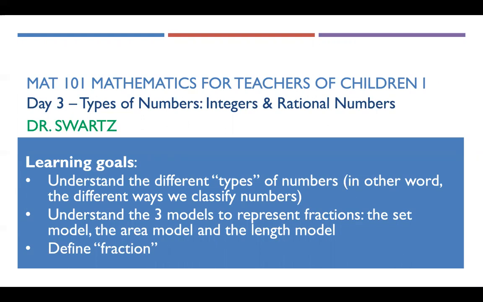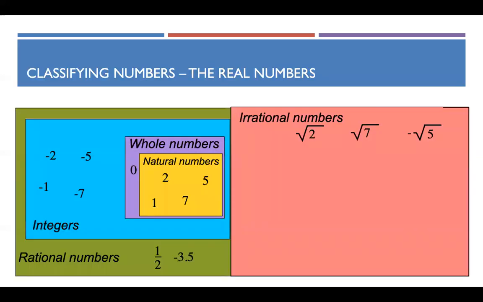And so we want to talk about these different types of numbers, integers and rational numbers. And we're going to talk about the three models to represent fractions, and we're going to then define fractions. And if you're wondering, well, what do you mean? We just said rational numbers, but now you're saying fractions. Yes, that's where we're going now, right? Rational numbers are going to be both fractions and decimals.